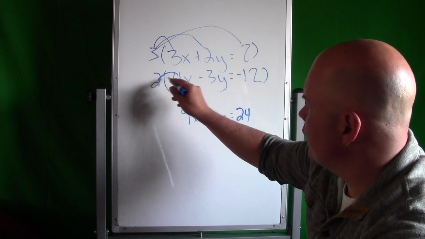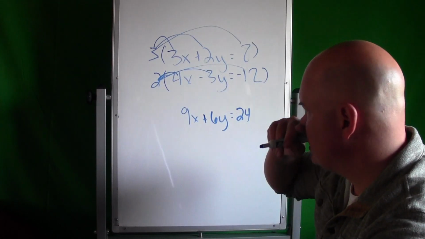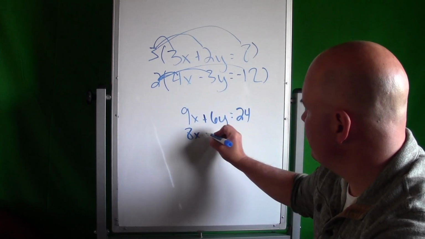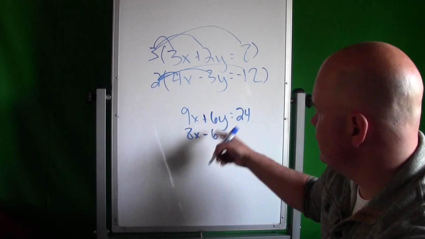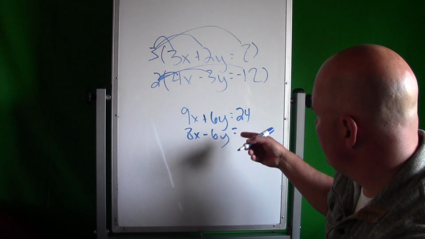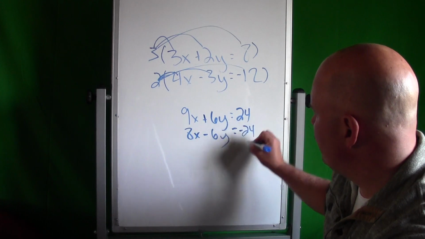Do the same thing on the bottom equation. I have 2 times 4x is 8x. 2 times negative 3y is a minus 6y, hence now I can cancel that. And 2 times negative 12 is negative 24.